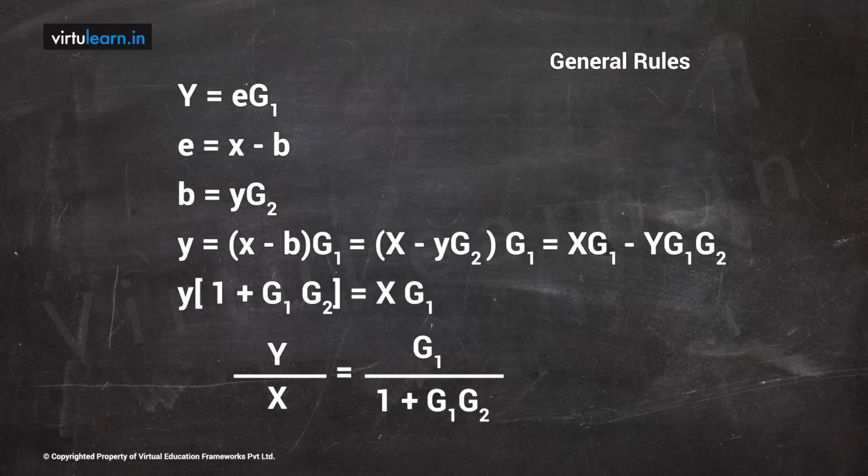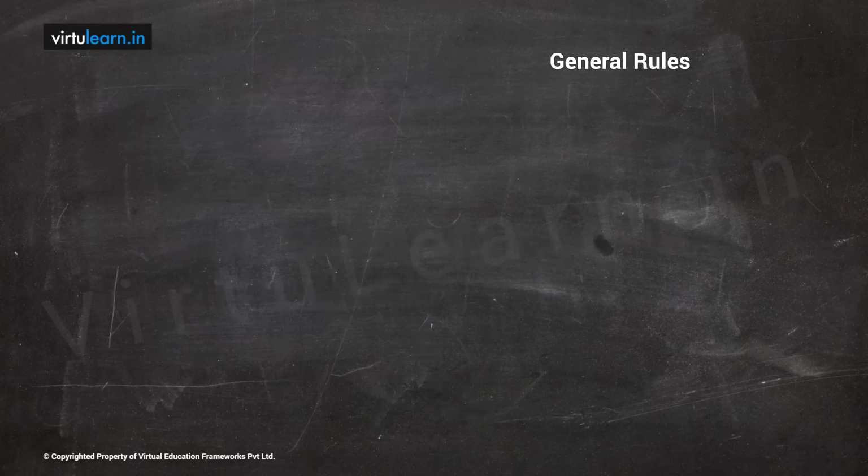In the denominator, if you have plus, it means it is for the negative feedback system, and sometimes you will get 1 minus G1 G2, that is for the positive feedback system. So for positive feedback system, you will get 1 minus G1 G2. For negative feedback system, you will get 1 plus G1 G2. This is for the feedback loop, or we can call it the single loop.